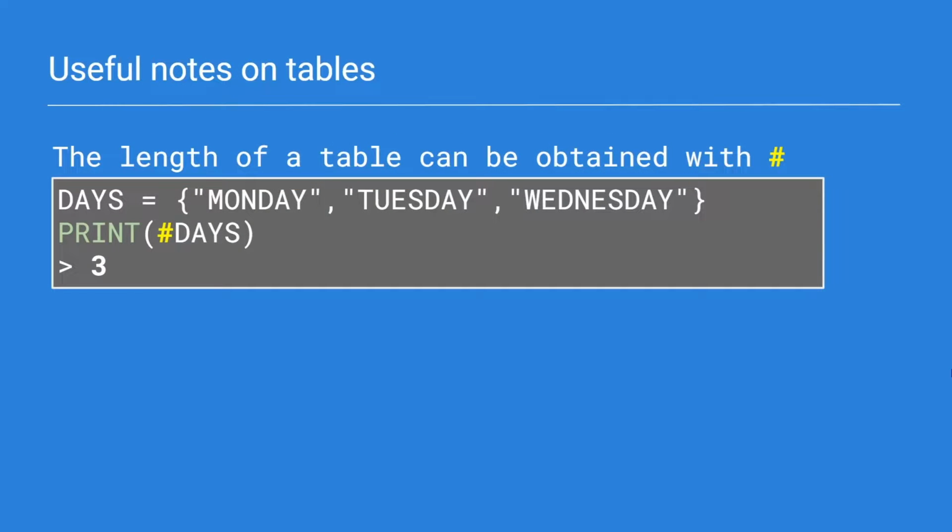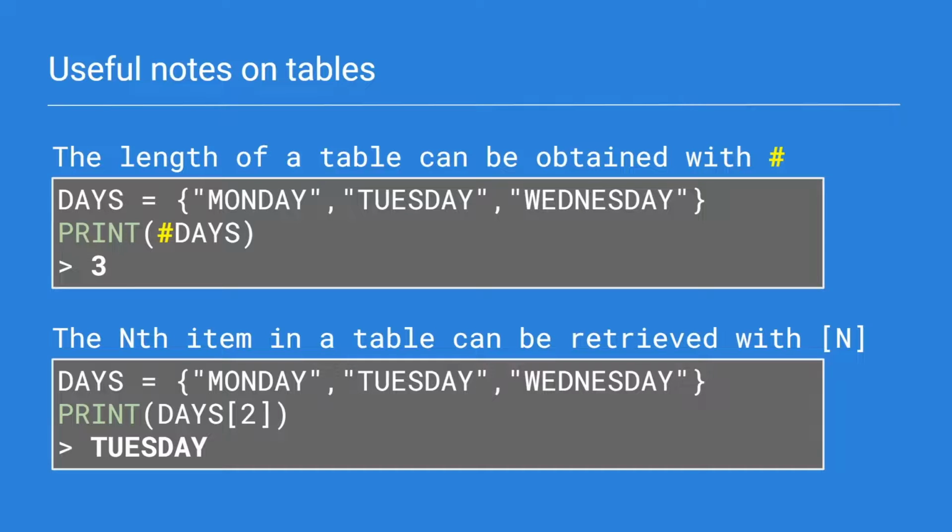Another interesting note on tables. Similarly to the length of a string, you can also get the length of a table by using the hashtag operator. Here we're defining a table called days, which contains the data Monday, Tuesday, and Wednesday, which are simply 3 strings. And we want to print out the size of this list. We can do that using the hashtag character. In this case, the instruction print hashtag days will return 3, as there are 3 elements inside the set.